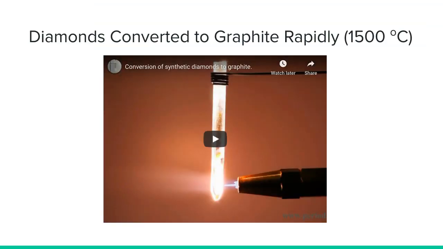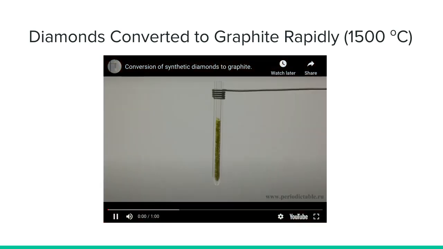All right, so speaking of which, let's take a look at this video here. So this is going to be about a 1-minute clip in which there is a sample of synthetic diamonds and they are rapidly heated in order to convert them to graphite with the assistance of a torch at around 1500 degrees Celsius. So let's take a brief look at this.